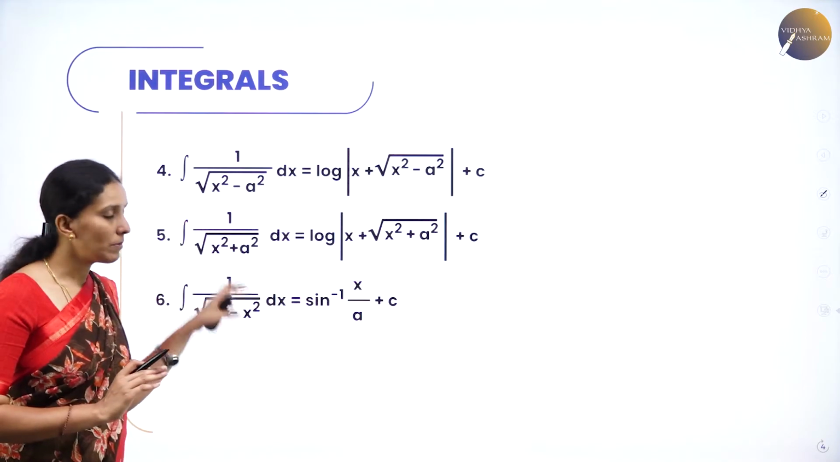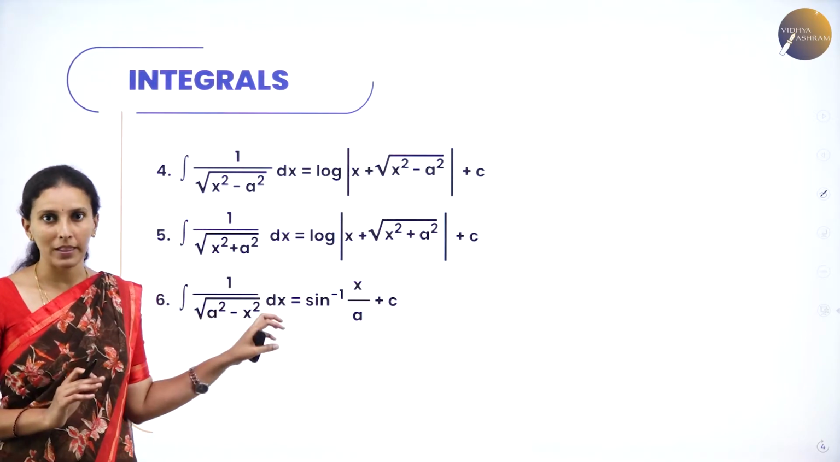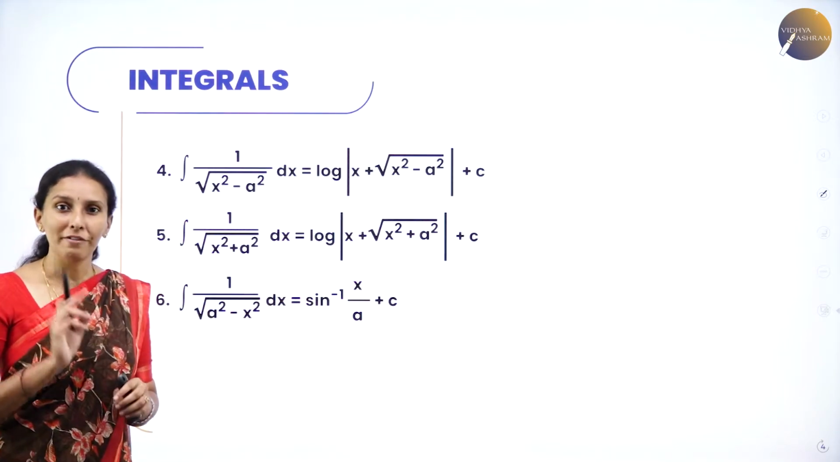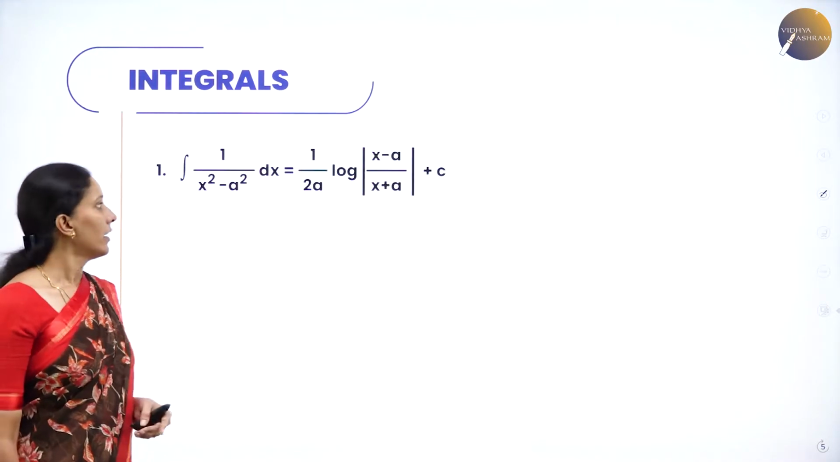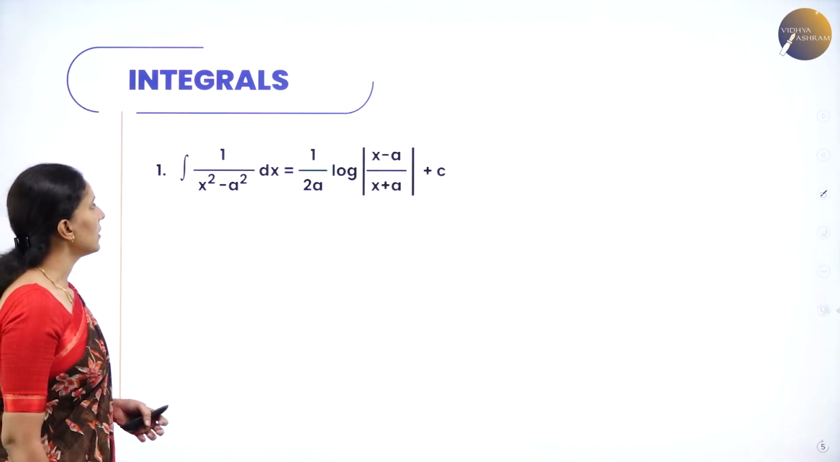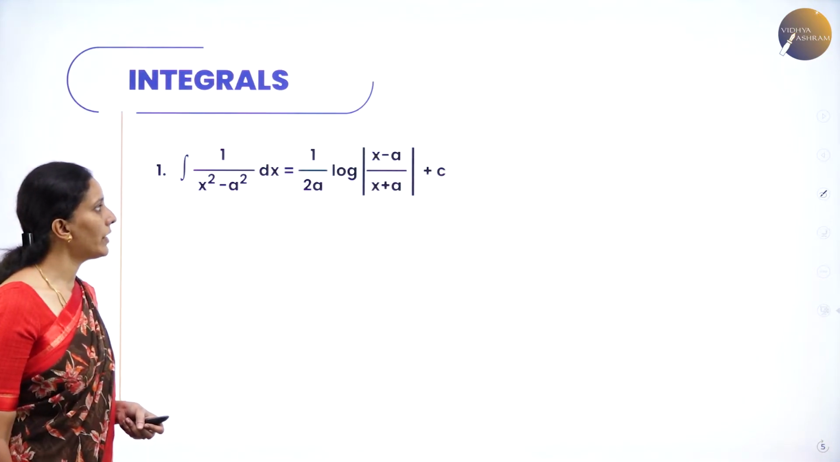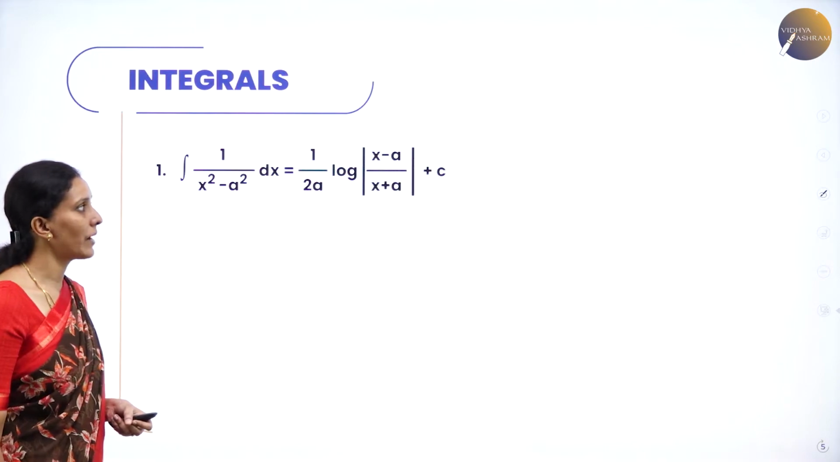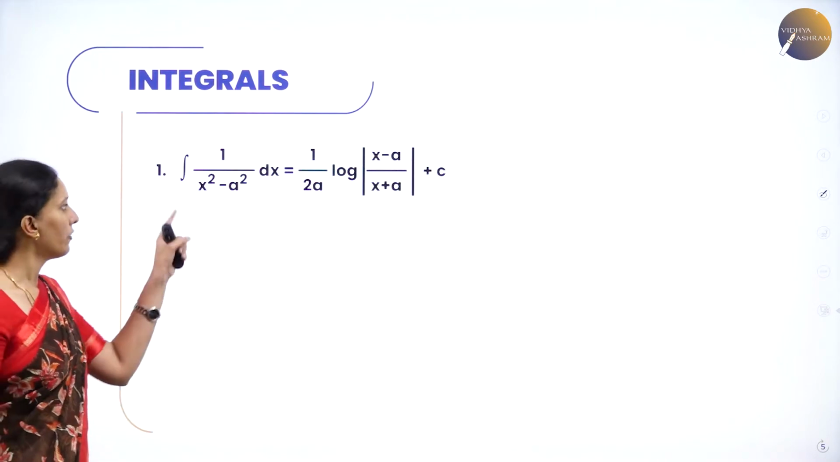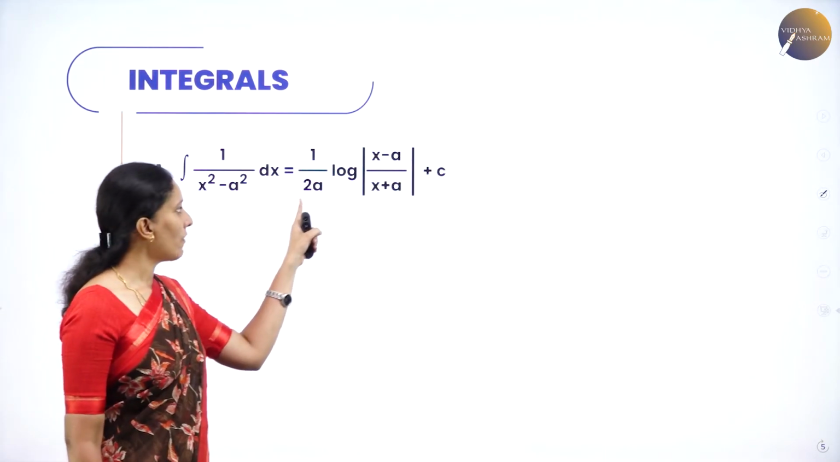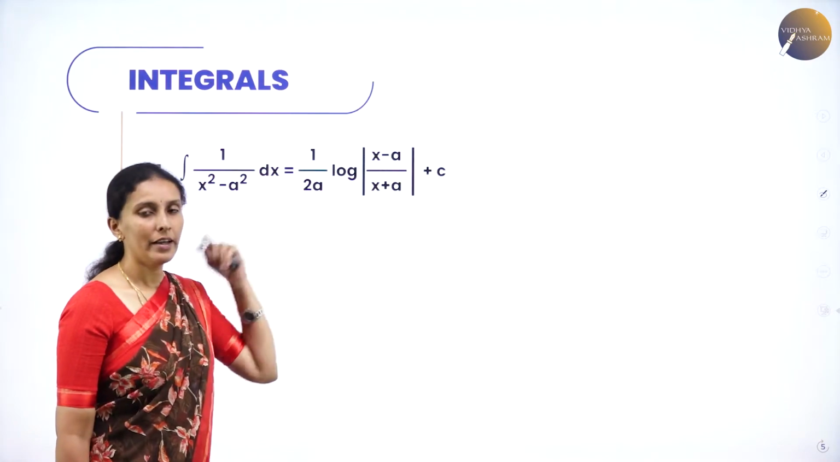And hence from this type of substitution method you will be having one 5-mark question. So here we have the integral of 1 over x square minus a square dx is equal to 1 divided by 2a log of (x minus a) by (x plus a) plus c. We have to solve this integral and show that this is equal to the right hand side.